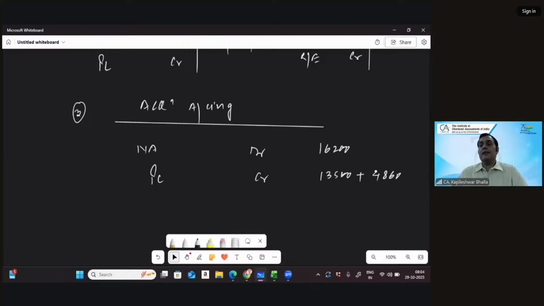Now we can see the difference in this entry. 13,500, 4860, vis-a-vis 16,200, it comes to 2160. This is the balancing figure, and this is going to be called goodwill. There is no NCI in this case because we acquired 25% stake and then acquired another 75% stake. So there is no NCI. Otherwise, in the entry, we would have taken a credit to the NCI as well.